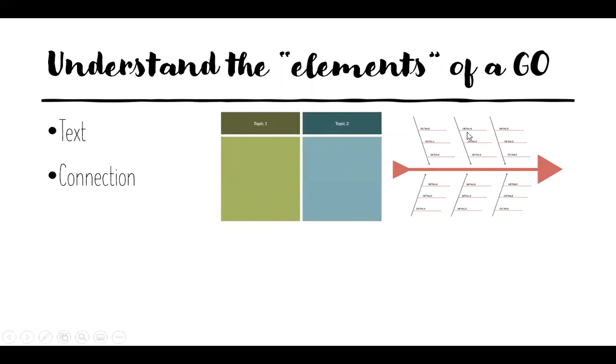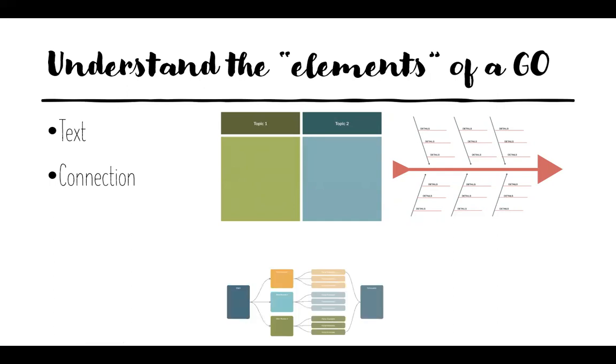Another example is this. We have text here in detail 1, detail 2, detail 3, and so on. And the connection here is represented by the arrow. An arrow represents there is a starting point and there is an end. Usually, the starting point causes the end, or this is caused by the starting point here. So that's the connection.